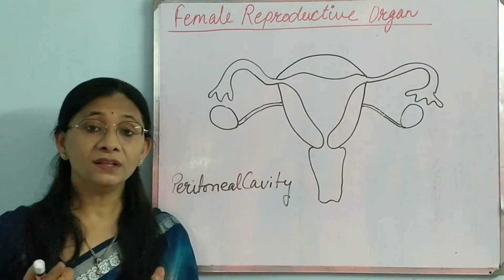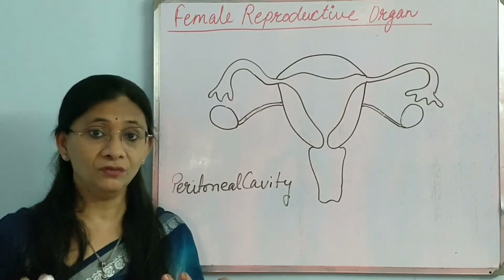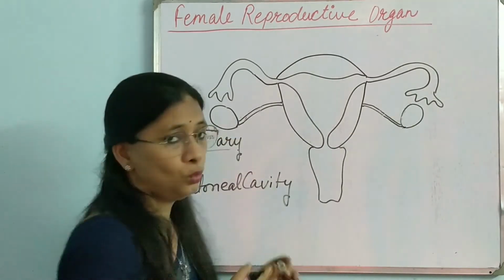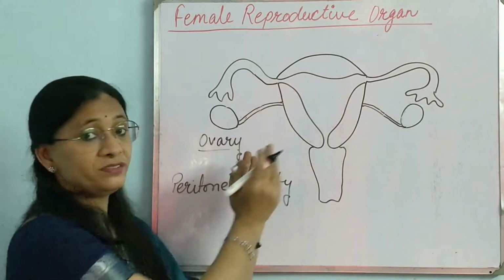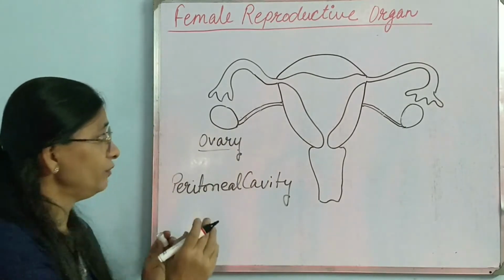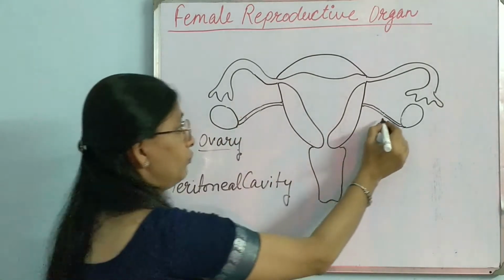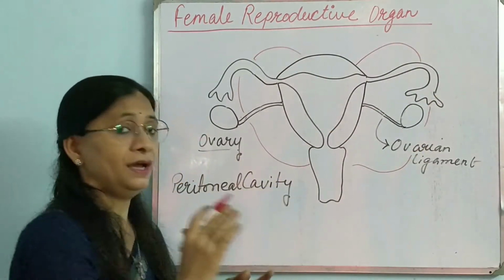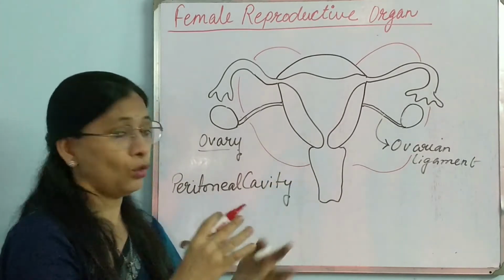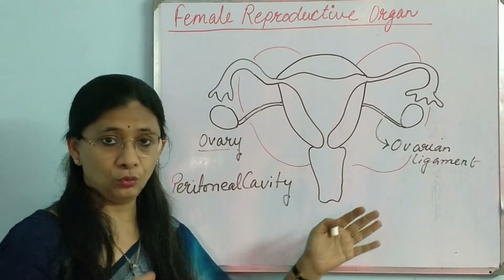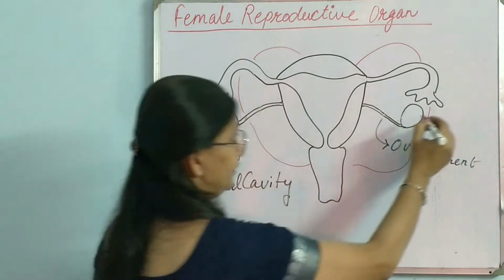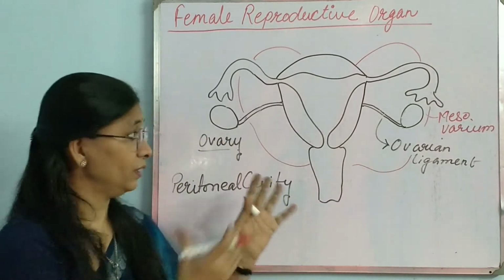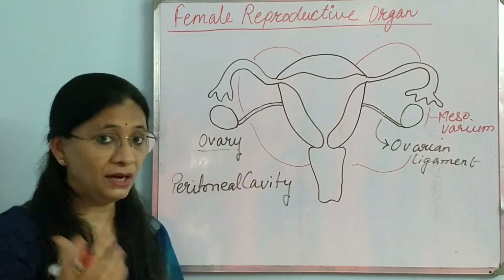Now, what are the organs which constitute the female reproductive structure? The main organ is the ovary. There are two ovaries, a pair of ovaries present on both sides of the uterus. The ovary is attached to the uterus with the help of the ovarian ligament. Also there is a very thin membrane-like structure into which all these organs are attached. It's a connective tissue which keeps organs in place, and this is known as mesovarium. So with the help of the ovarian ligament and mesovarium, the ovary remains in its place in the peritoneal cavity.